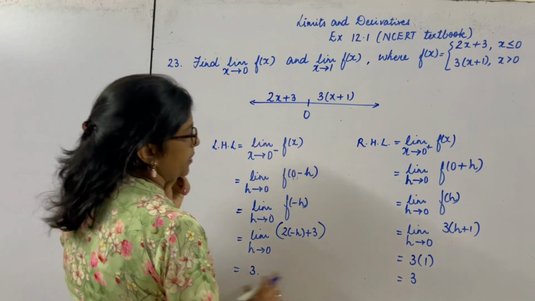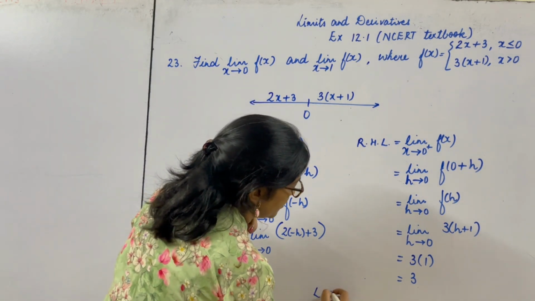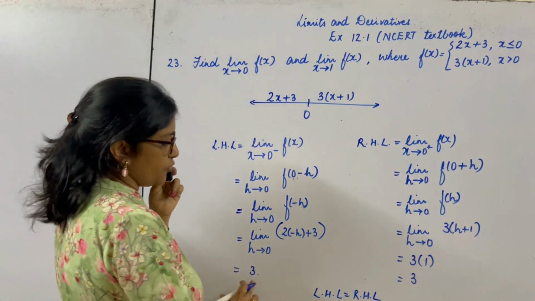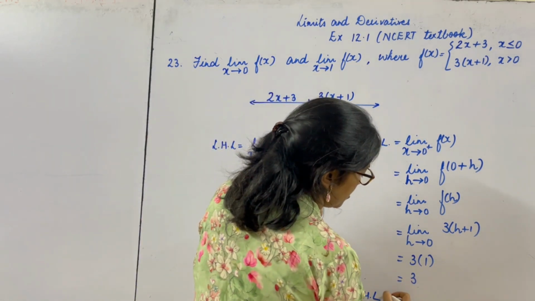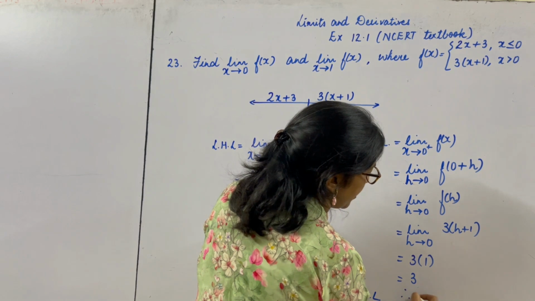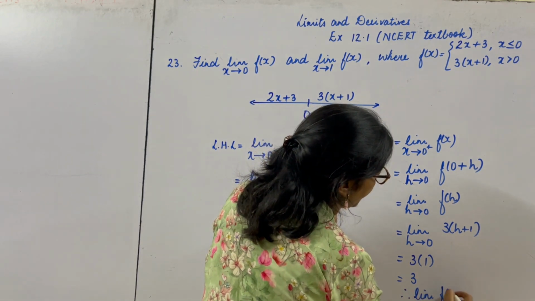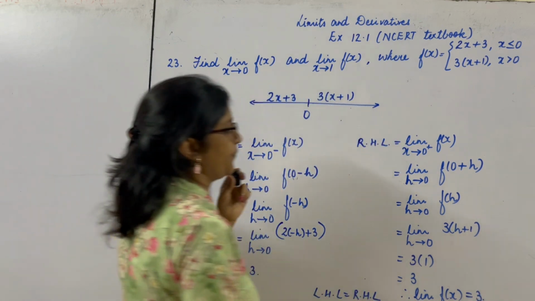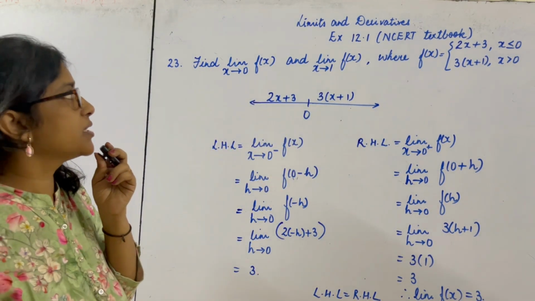And if the left-hand limit is equal to the right-hand limit, then we say that the limit of the function exists. And here the limit of the function is therefore 3. So we'll say therefore the limit exists and the limit of f(x) when x tends to 0 is 3. Now in the same way we have to find the limit at 1.